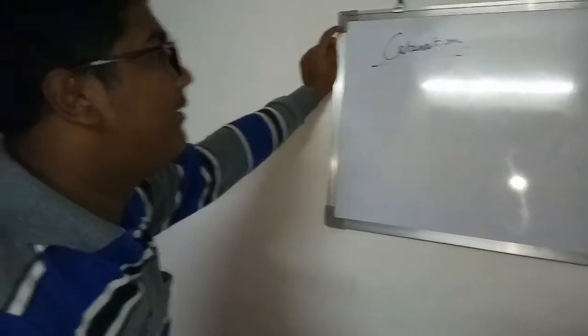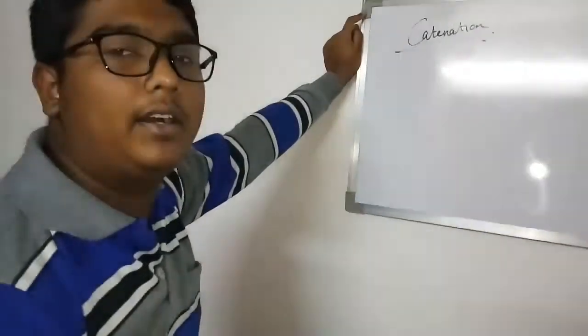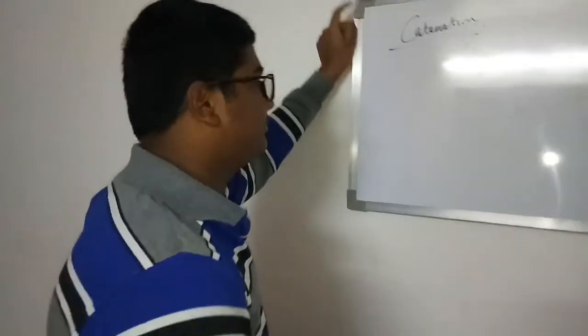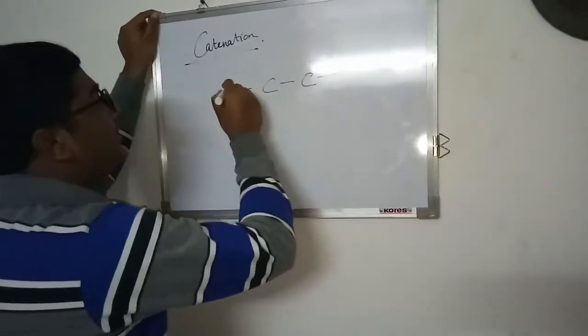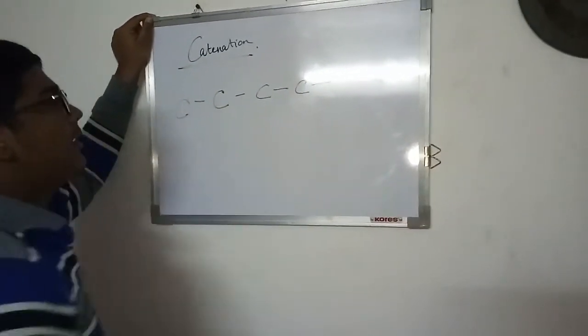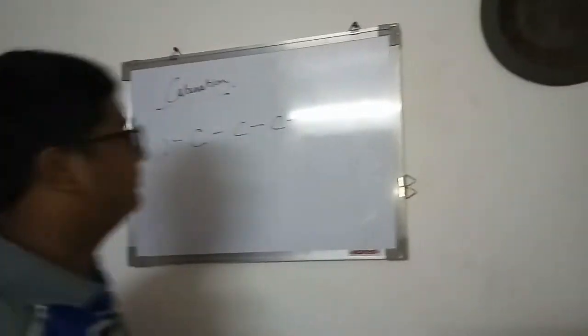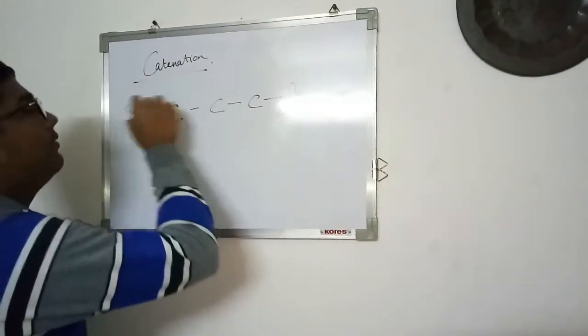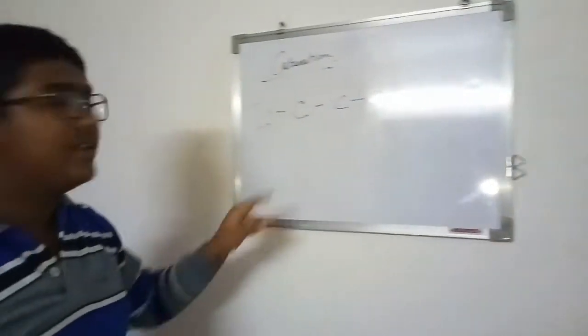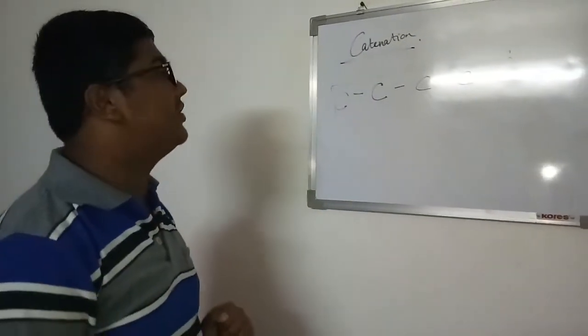Catenation means the self-linking ability of the atoms. That is, one atom can link with its own kind of atom in a broader manner. That is, carbon can link with carbon to form long chains of carbon. Such an ability is called catenation ability.